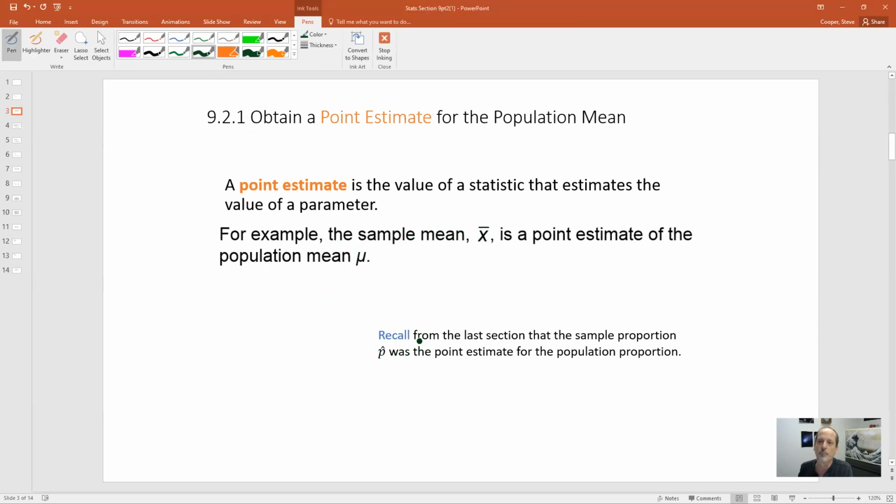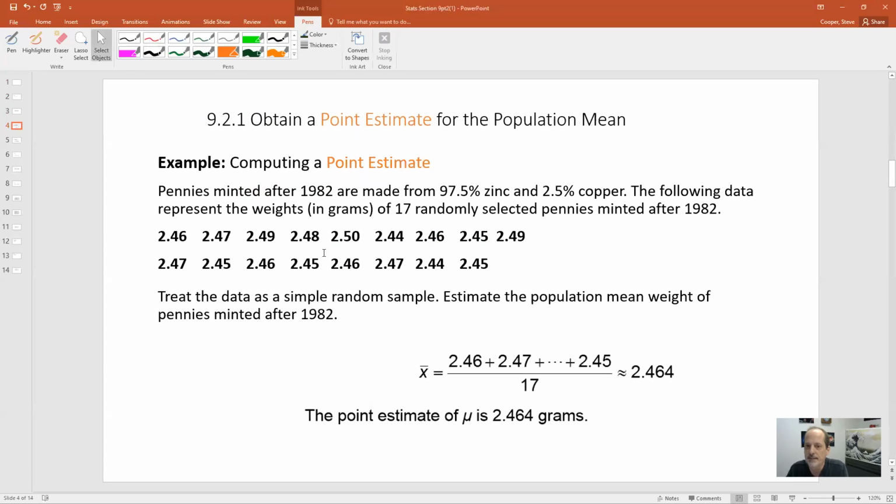For example, pennies minted after 1982 are made from 97.5% zinc and 2.5% copper. We've got data here that represents the weights of 17 randomly selected pennies minted after 1982. In this case, the underlying distribution, as we talked about before, is normal. That's a requirement of this particular process.